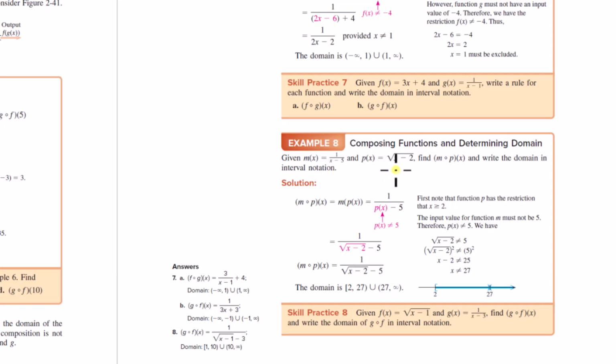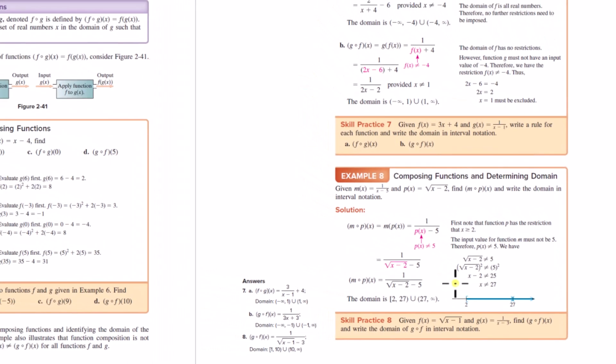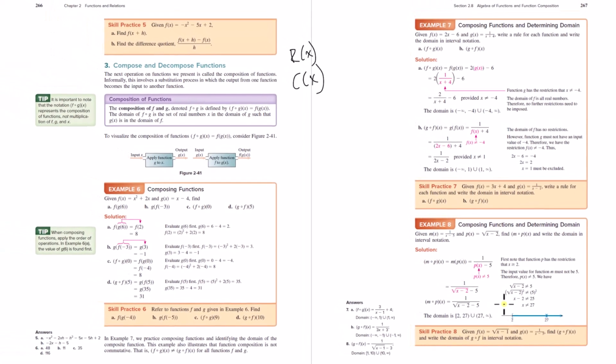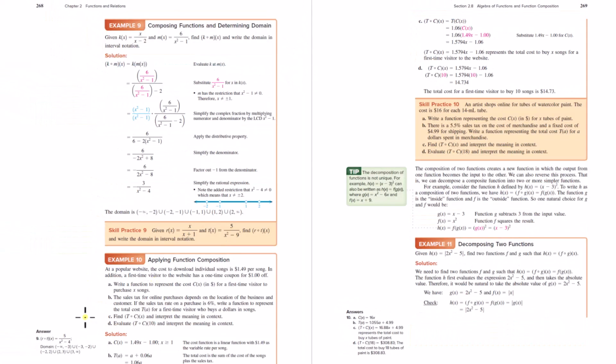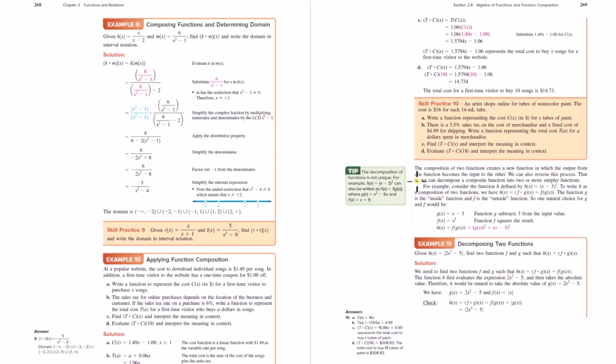So x can't be less than 2, because this will be a square root of a negative number. But also, x can't equal what? 27, because 27 minus 2 is 25. So the domain is x is greater than or equal to 2, but x can't be 27. That's a better example. Okay, here's a word problem. We're going to do some word problem examples in the next video.